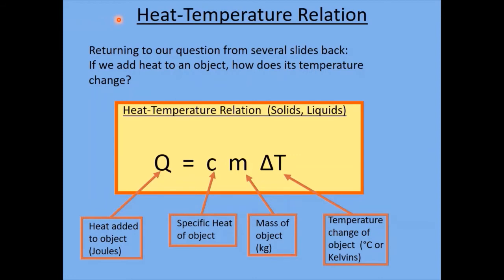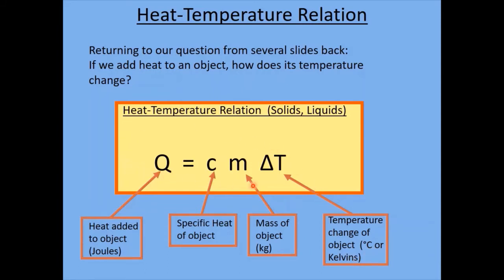So now we can address the question: if we add heat to an object, how does its temperature change? This is summarized by what is called, or at least I call it, the heat-temperature relation. The heat-temperature relation says that Q, remember Q is the heat added to the object in joules, is equal to the product of the specific heat of the object, C, the mass of the object in kilograms, and delta T, which is the temperature change of the object, either in degrees Celsius or in kelvins.